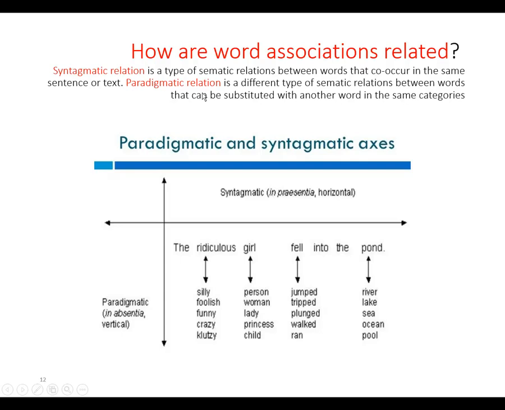Let's read: a paradigmatic relation is a different type of semantic relation between words that can be substituted with another word in the same category. Here, ridiculous is in the category of adjectives, so we can replace it by any other adjective. The same with girl: it's a noun, so it can be replaced by any other noun. So words are grouped or associated in terms of two major dimensions: horizontal, which is the syntagmatic, and vertical, which is the paradigmatic. One system is based on sequence, and the other on choice. Then how do we take the words we have gathered around a particular word and know in what way they are related?